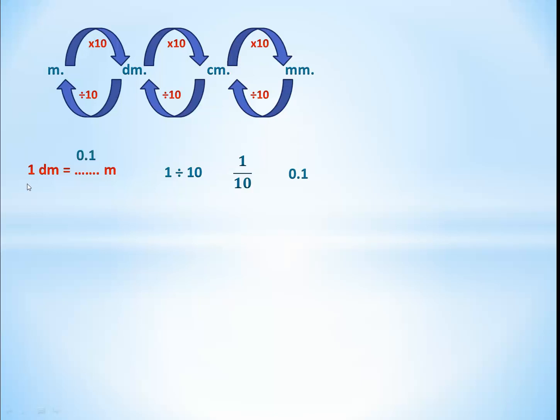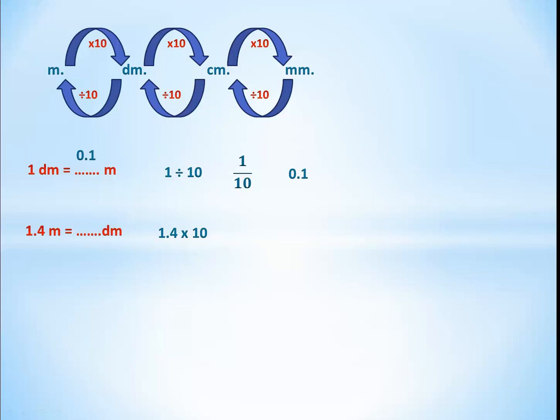So if I have 2 decimeters and I want to convert it into meters, it will be 0.2, 0.3 if I have another number. Okay. Here, 1.4 meter to decimeter. From meter to decimeter, we are going to multiply by 10. So it will be 1.4 times 10.